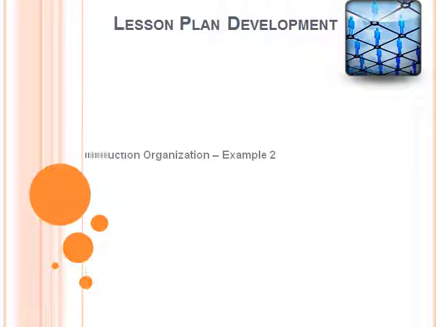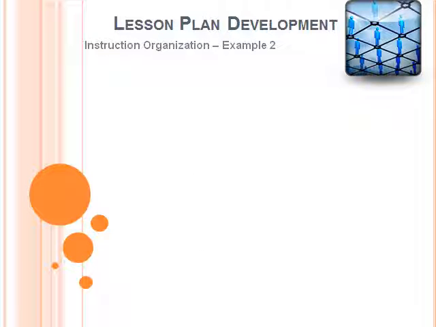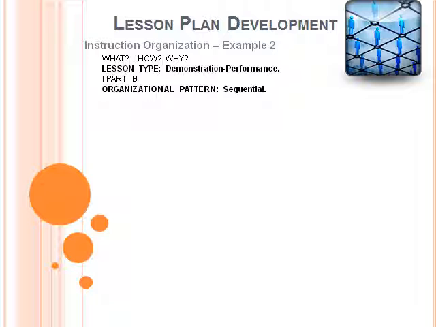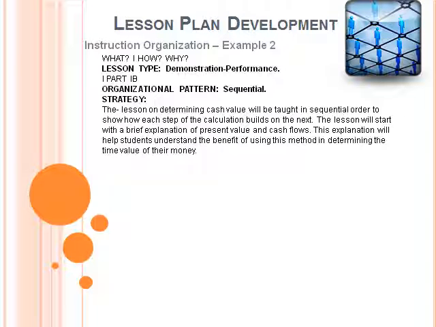Okay, our example number 2 will be a demonstration of the present value of money. This is a demonstration performance type of plan, and it has a pattern of sequential steps. Okay, so let's go into the lesson, the actual plan, or the strategy itself, strategy statement.